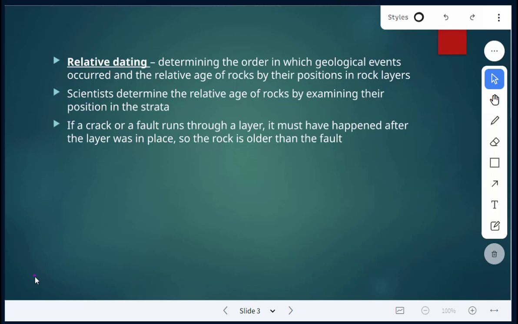in rock layers. So scientists can determine the relative age of rocks by examining their position in the strata or in the layers. Keep in mind, if a crack or a fault runs through a layer, that means it must have happened after the layer was in place. So therefore, the rock is older than the fault or crack.